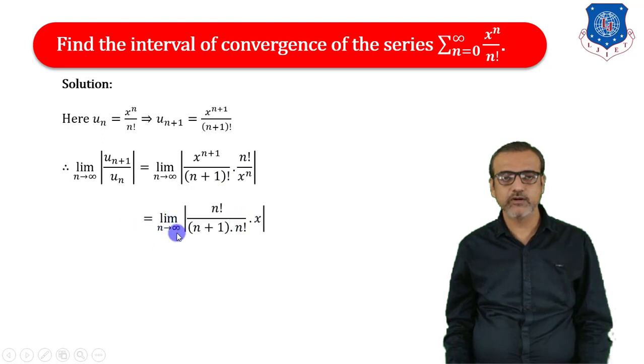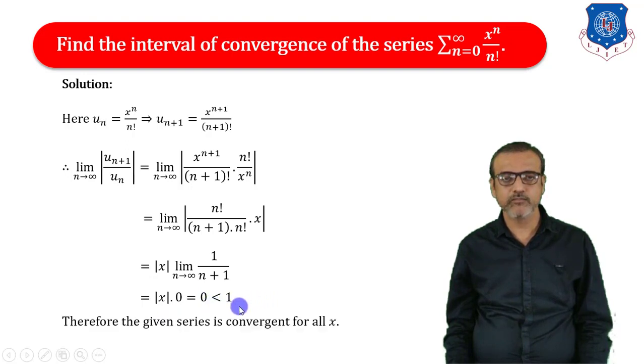So this equals limit n tends to infinity of n factorial upon (n plus 1) into n factorial into x raised to 1. So n factorial will cancel out, and this equals mod x into limit n tends to infinity of 1 upon n plus 1. Now as n tends to infinity, 1 upon n plus 1 tends to 0. So this equals mod x into 0, that is 0, and 0 is less than 1. Therefore the given series is convergent for all x by the ratio test. Hence the interval of convergence is the open interval minus infinity to plus infinity.